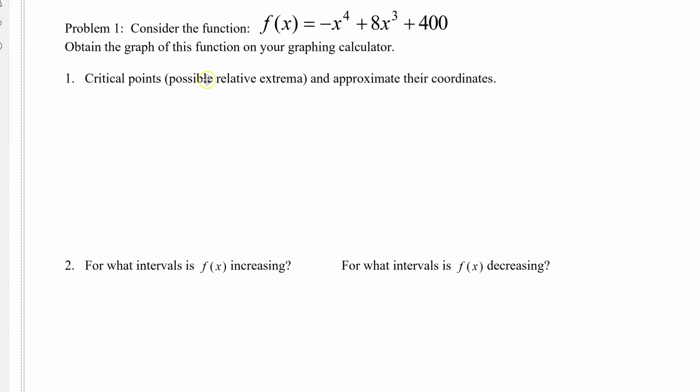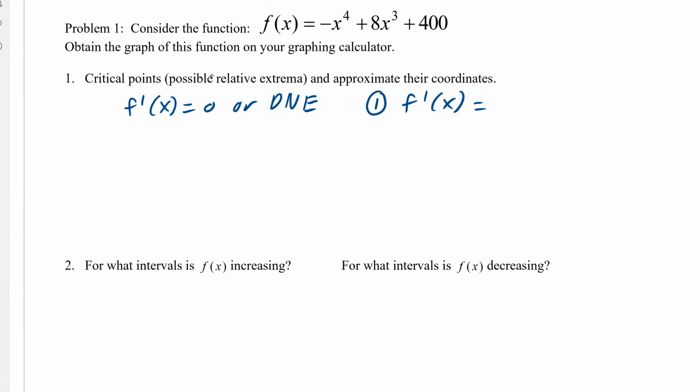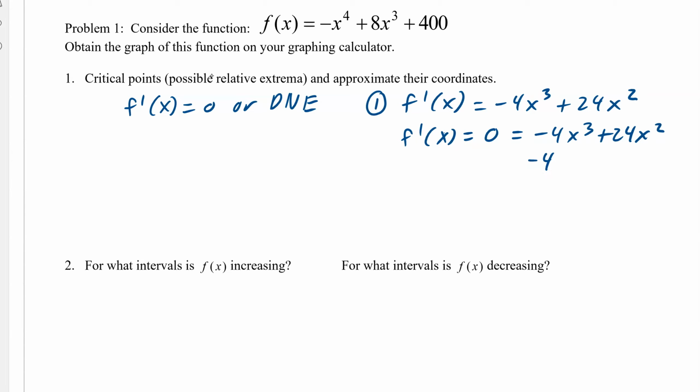The next thing to do is to find your critical points. That is when our derivative is equal to 0 or DNE. So we're going to be doing those two steps. Number one, find our derivative. That would be negative 4x cubed plus 24x squared. Then we set it equal to 0, since this one cannot be DNE because there's no denominator here. It's a polynomial. If we factor out negative 4x squared, we end up with x minus 6.